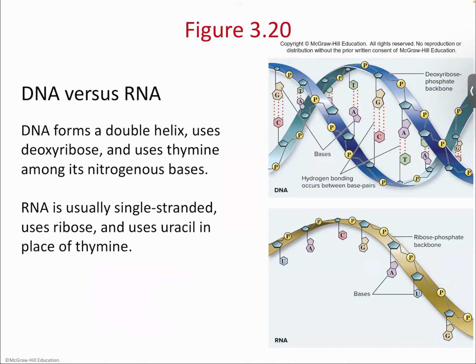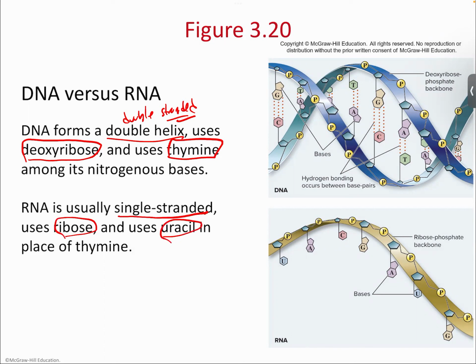Okay, so let's go ahead and compare DNA versus RNA. DNA has some differences. First of all, it's double-stranded. That basically means it's got 2 pieces to it. It uses deoxyribose instead of ribose. It uses thymine instead of uracil. Those are all differences from RNA. RNA is single-stranded, not double. It uses ribose, not deoxyribose, and it uses uracil instead of thymine.